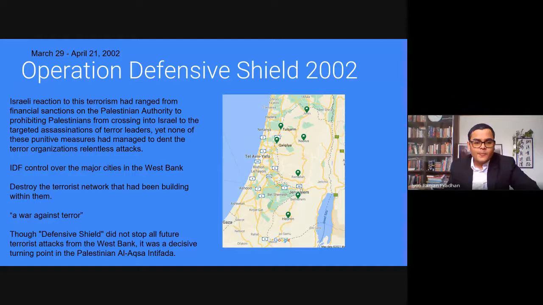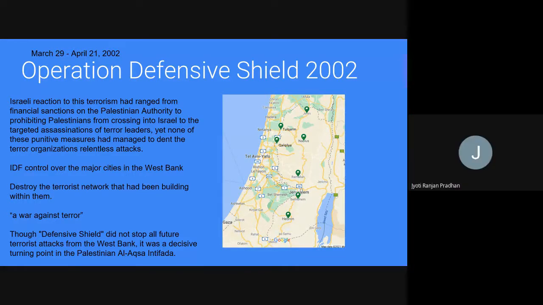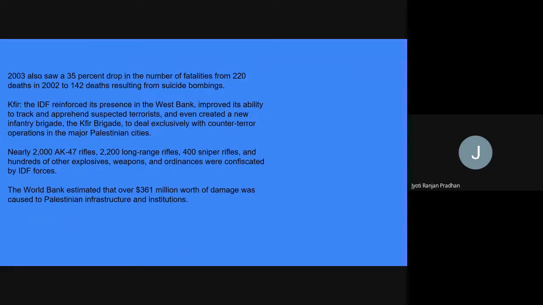The effort is to destroy the terror networks. And this is, in a way, Israel's own version of the war on terror. It is known as Defensive Shield. And the result is there's an immediate drop. By 2005, Israel has managed the second Intifada, and it is able to cover its back.